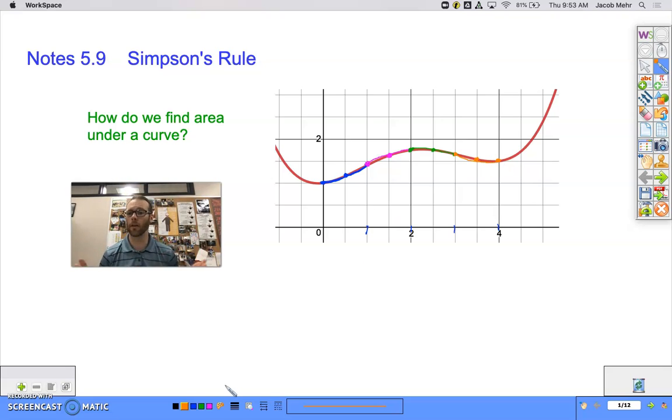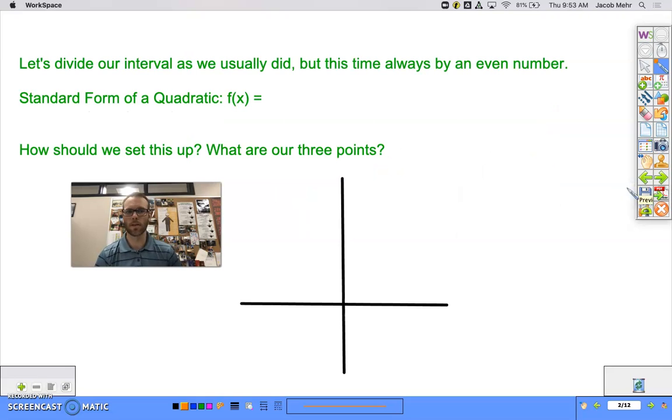And we think the area underneath those parabolas, whoops, dropped my pen, would be a pretty good estimate. We're not going to talk about how good necessarily today, but we know it's got to be good. So let's figure out how we do this. Some things that we have to remind ourselves about.